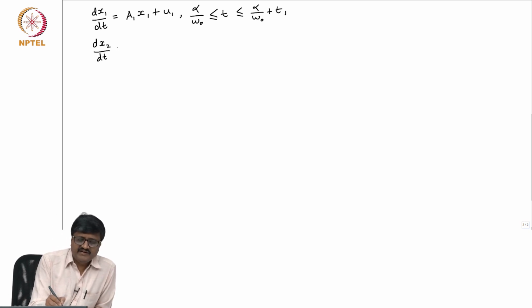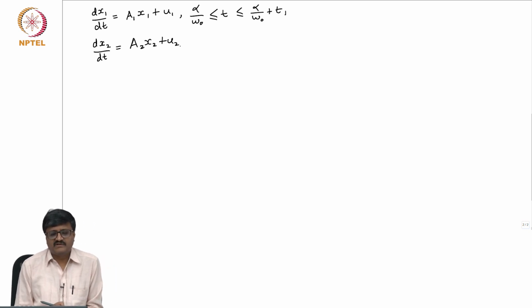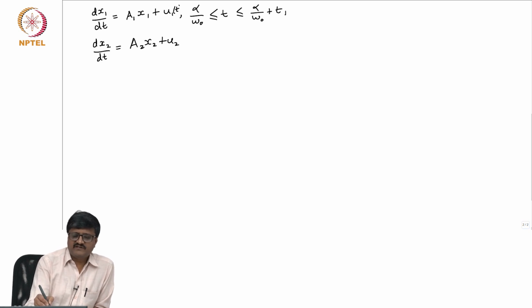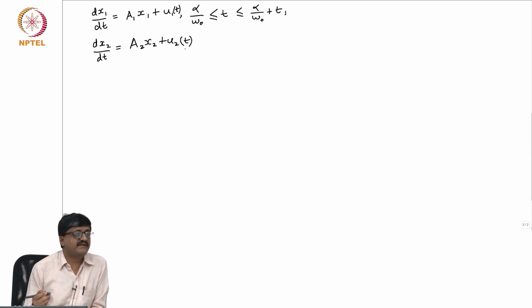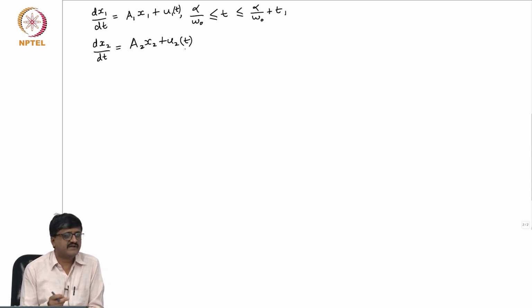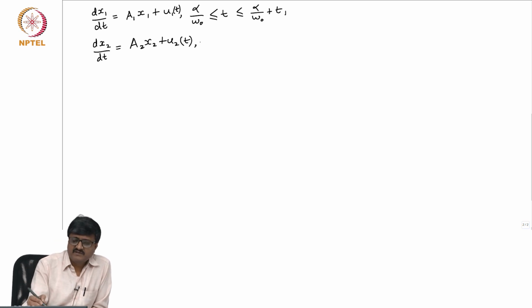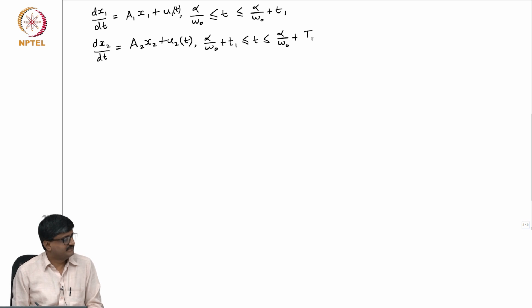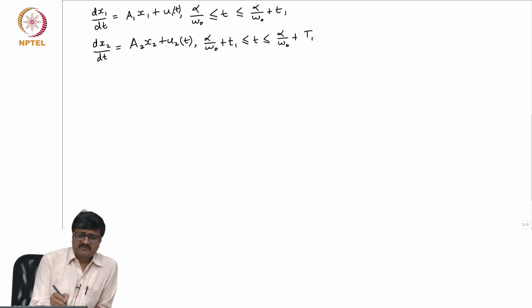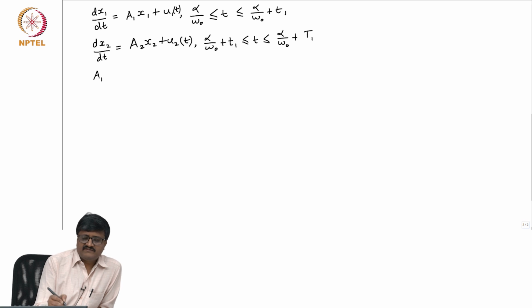Sorry, dx2 by dt is A2 x2 plus u2. So, in general this u1 and u2 are functions of time. If I just now said that they can be the AC side voltages, they are functions of time because they are sinusoidal functions of time. So, this is applicable from alpha by omega o plus t1 to alpha by omega o plus T1. Okay. So, if I take A1, I said A1 is a matrix.